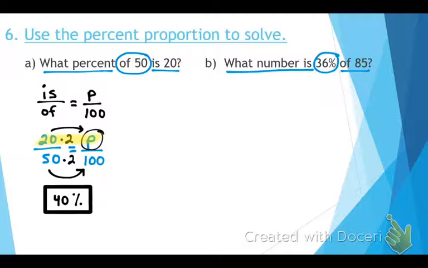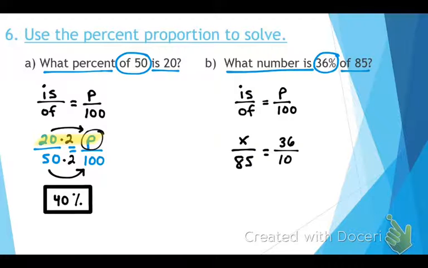Okay. What is my percent proportion? Just the boys. X. What's the formula for percent? What's the proportion? It should be 2 fractions that equal each other. Is over of equals P over 100. What's my is? We don't know it, so we're just going to keep it as an X. What's the of? 85. 85, good job. And then P is what? 36. Okay, 36%, which means 36 over 100.